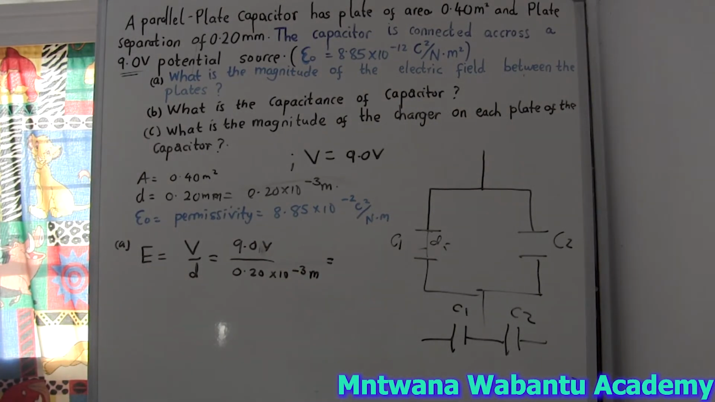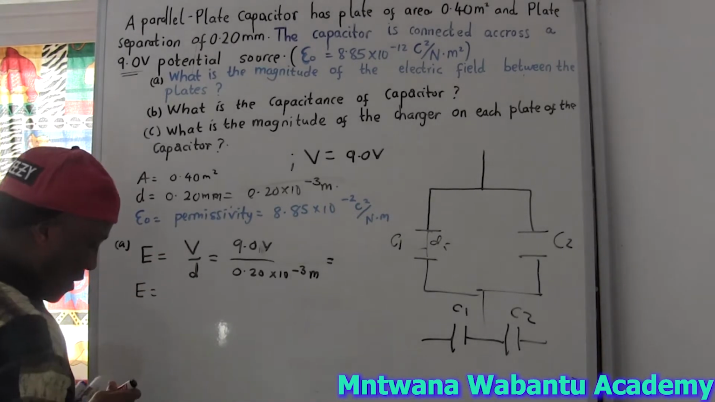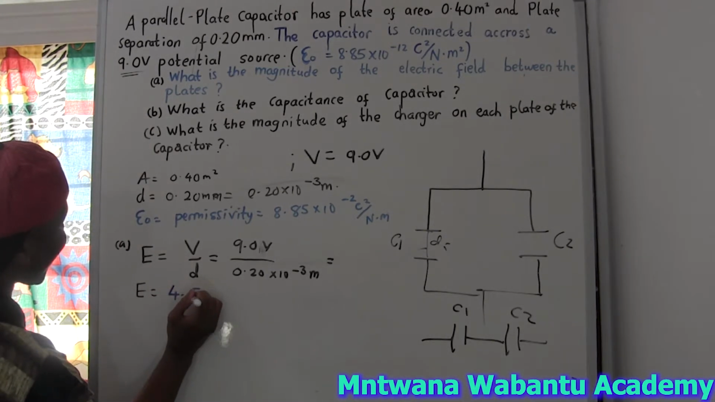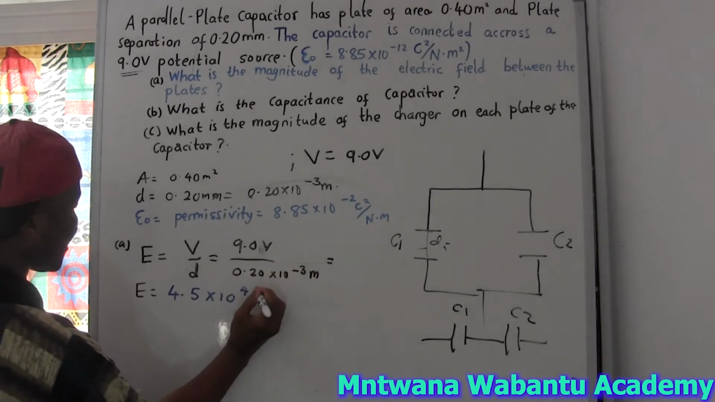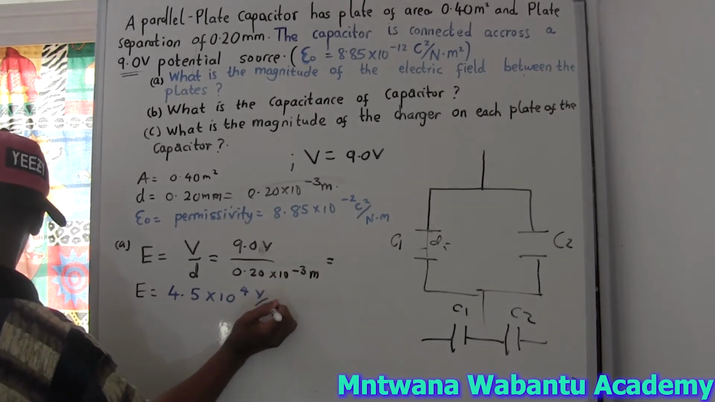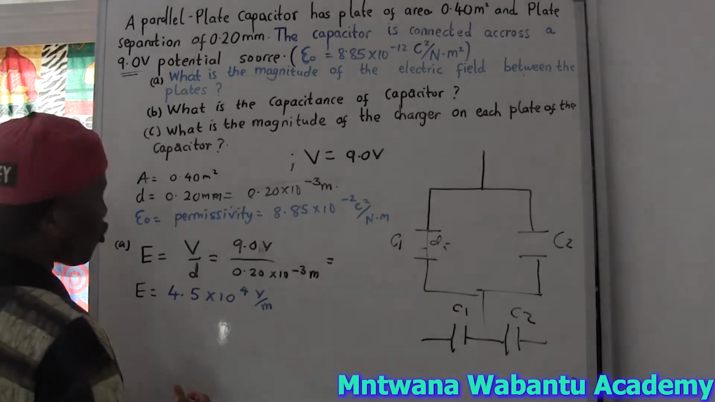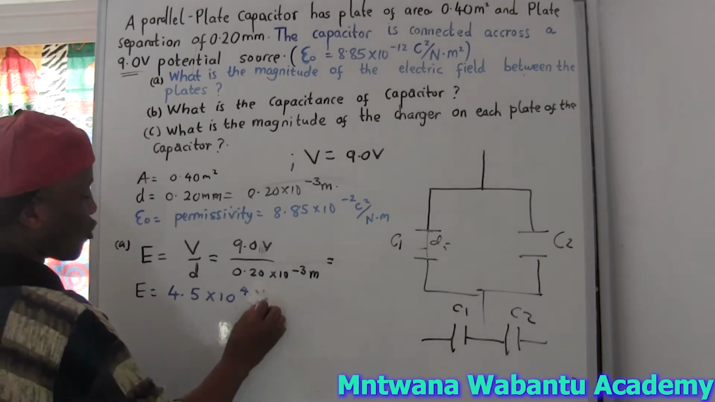Now put that in the calculator. This is going to give you 4.5 times 10 power 4 volt per meter. You can say volt per meter, or you can say newton per coulomb.